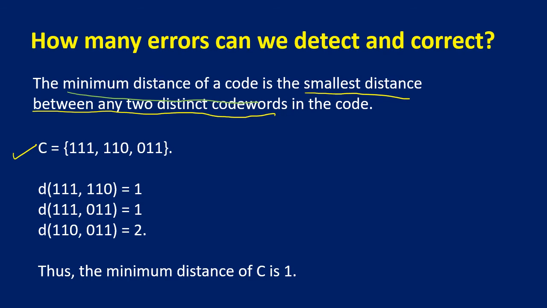So for example, you have this code here. When we get the distance of the first code word to the second code word, that's 1. And then the first code word to the third code word, that's also 1. And then the second and the third, we just get all the possible distances between any two code words. The distance is 2. The smallest of this is 1. Okay? So therefore, that's what we call the minimum distance of C1.